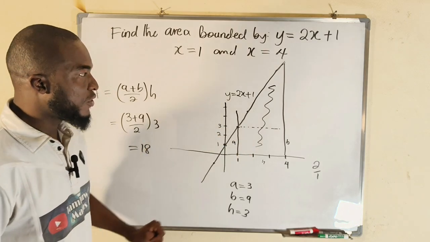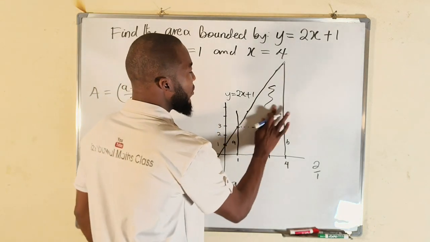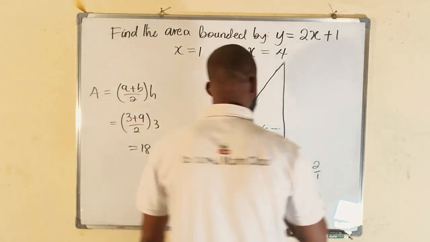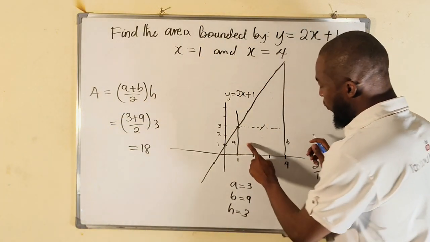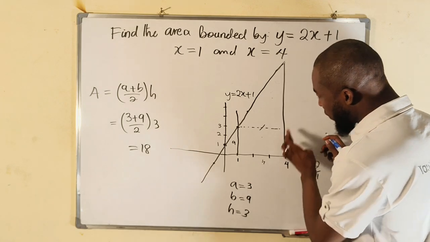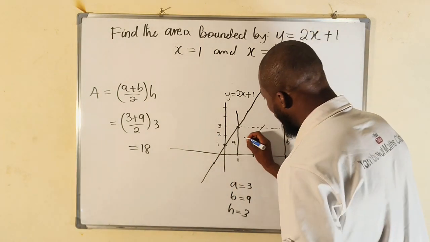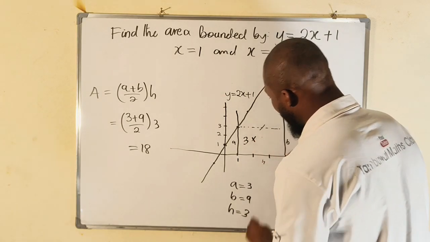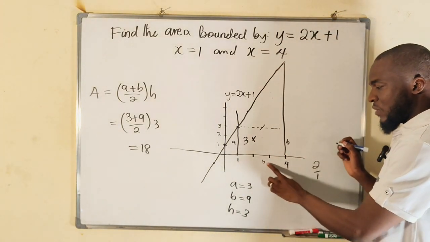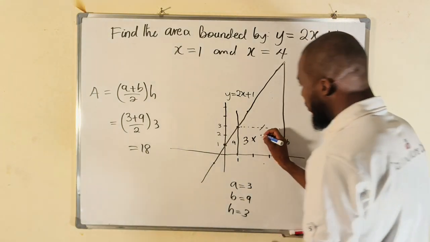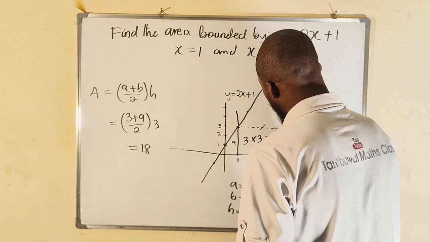We can partition it into two. This is a triangle to the top, and we have a rectangle to the bottom. The area of this rectangle will be what? Base times the height. And you can see the height is 3, right? So it will be 3 multiplied by the base, which is what? 3 as well, because the difference between 1 and 4 is 3. So this will give us 9.